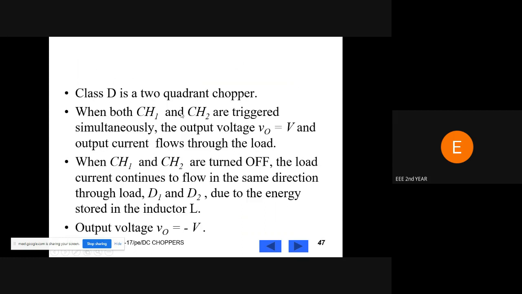When both choppers CH1 and CH2 are triggered simultaneously, the output voltage becomes equal to V, and the output current flows through the load. When both choppers are turned off, the load current continues to flow in the same direction through the load and D1, D2, due to the energy stored in the inductor. Output voltage V naught is equal to minus V.